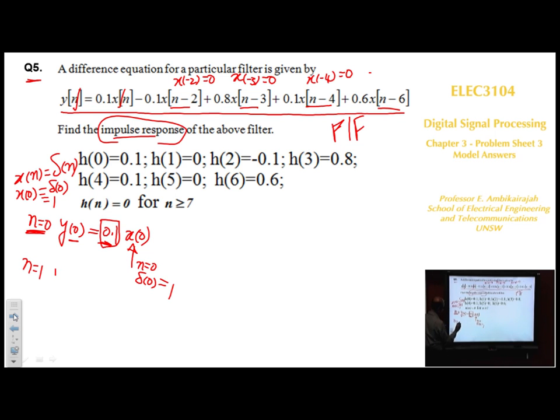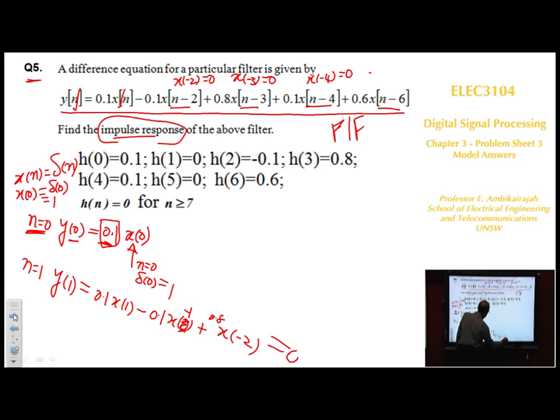So let's go to n equal to 1, y[1]. What will happen to y[1]? You put in the equation 0.1 x[1] plus minus 0.1 x[0]. When you substitute and go further, this is not x[0], it's x[-1], and when you go to the next one, x[-2]. So these will all contribute 0, 0, 0. x[1] is 0, so the whole thing is 0. So you can see the first value of the impulse response is 0.1, and the second value is 0.